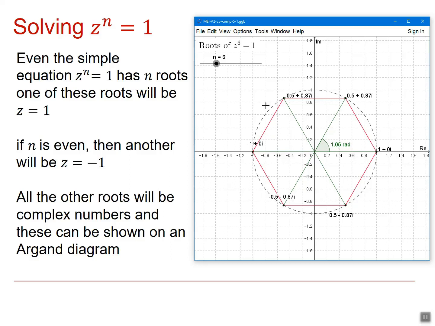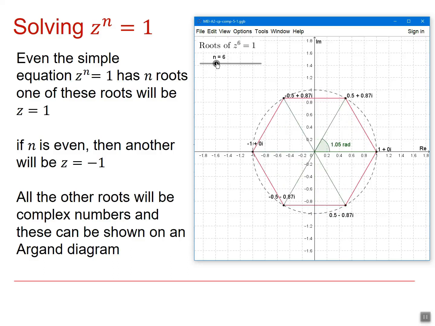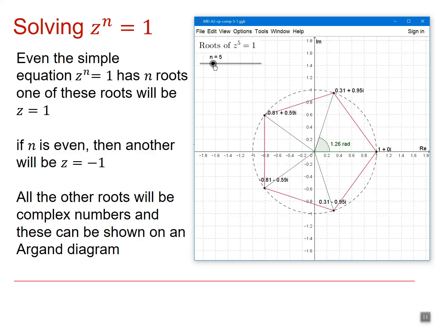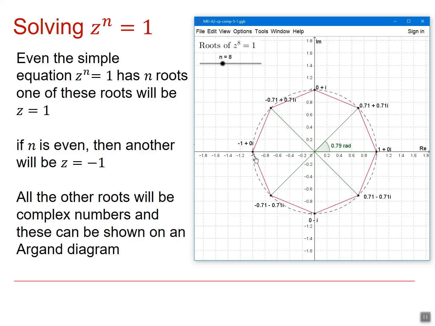Let's have a look at this plot here and see what happens as we change the power of n. If I go back to n equals 2, you'll see I get two roots, one at 1 and one at minus 1. Then 3, 4, 5, 6. I'm always getting a root at 1, and for the even numbers, 6 and 4 and 8, I get another one at minus 1. And then the complex roots appear in conjugate pairs.